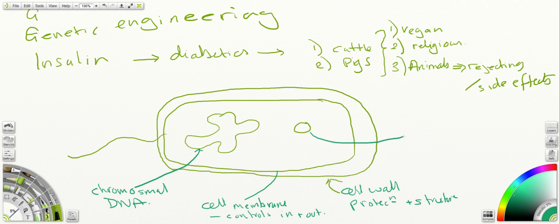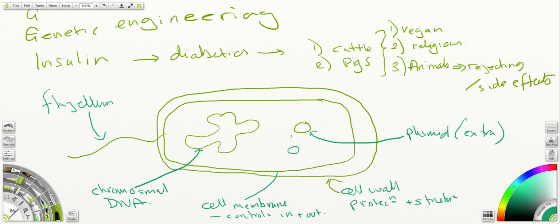Now this bit here, this is the plasmid DNA. Okay, and your textbook describes this as extra DNA, and we're going to use this plasmid DNA for genetic engineering. We'll cover that in a bit. And this here is a flagellum, which can be used for swimming and moving around from place to place. Okay, so that is the anatomy, if you like, of a bacterial cell.